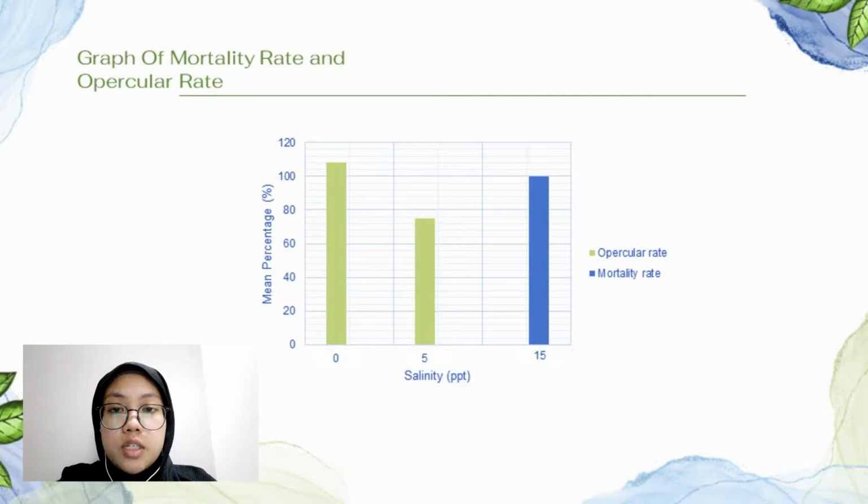Based on this graph, it shows the survival rate and opercular rate of tinfoil barbs exposed to various salinities. There are three levels of salinity, from 0 ppt to 5 ppt, then to the highest salinity, which is 15 ppt. The mortality rate is highest at 15 ppt, while the opercular rate is highest at 0 ppt and then secondly at 5 ppt. At 0 ppt and 5 ppt the fish are still alive, but as the salinity rises to 15 ppt, the fish cannot survive in that environment and eventually die.